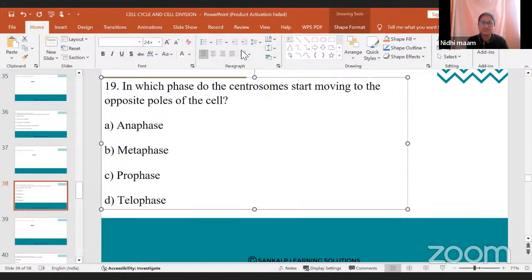Quick responses given by Shashank, Shweta, Bhuvan, Syed Muhammad. Pavitra Subramanya answered it. Ammu answered it. Sanjana answered it. Understand the question. In which phase will the centrioles move to the opposite poles?